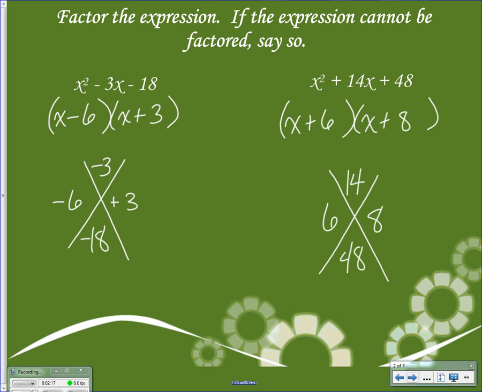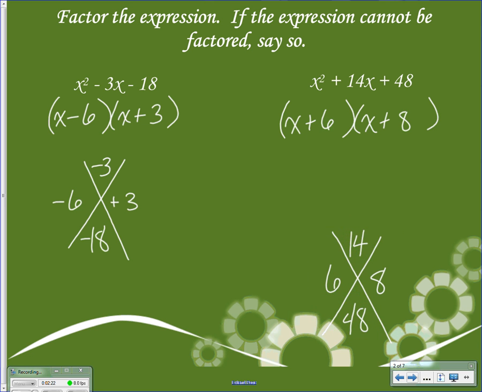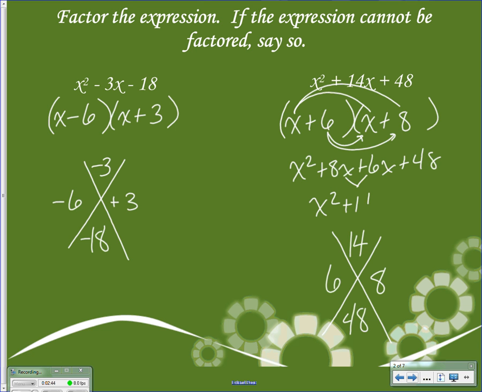Now we can check our work. If you're still unsure, you can check your work by just distributing everything back out. So x times x is x squared. x times 8 is 8x. 6 times x is 6x. And 6 times 8 is 48. And combining our like terms in the middle, I get x squared plus 14x plus 48. So we factored, and then we rechecked our work to make sure it looks exactly like the first expression.